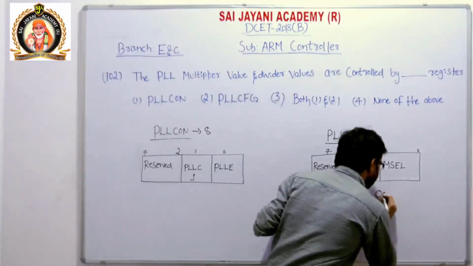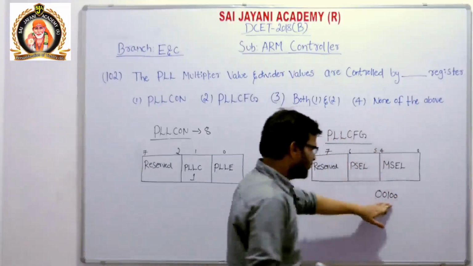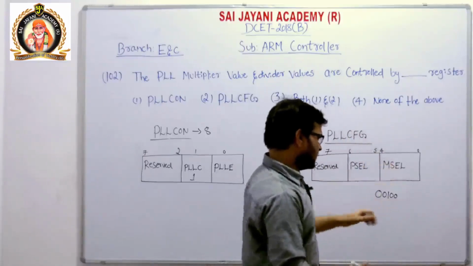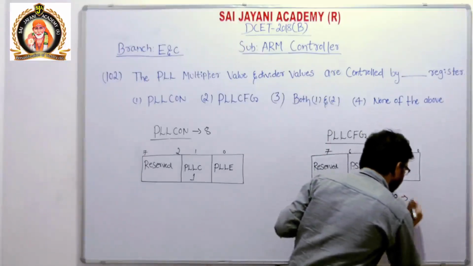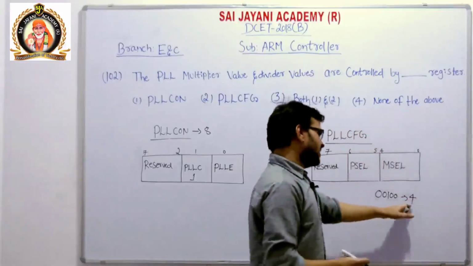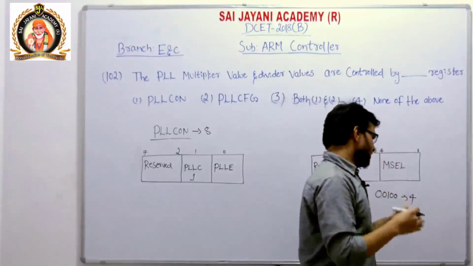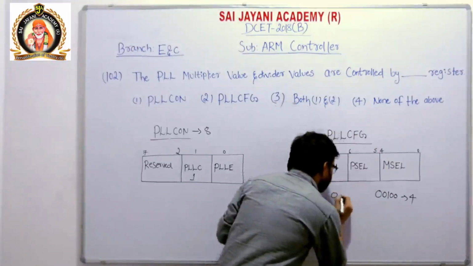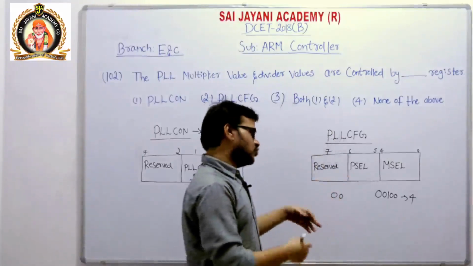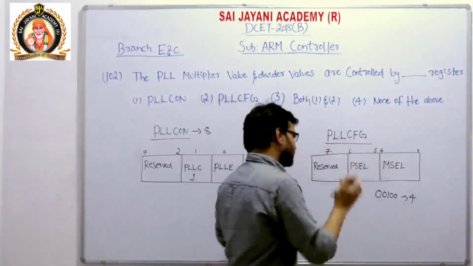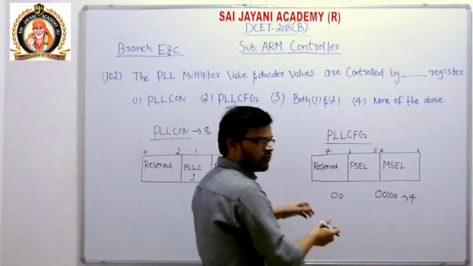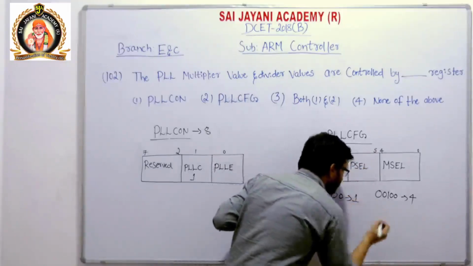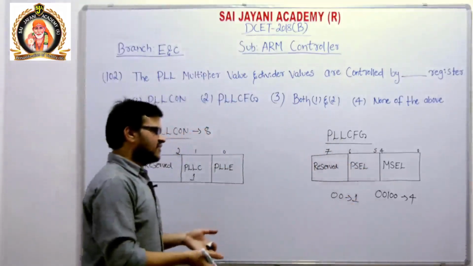If we give 0 0 1 0 0, that means the 5-bit value represents MSEL. If you place these bits in MSEL, then it represents 4 in decimal. Then this 4 value is supplied for the PLL frequency calculation. Similarly, PSEL is 2 bits in nature. If you place 0 0 in these bits, then a 1 is sent for the PLL frequency calculation.